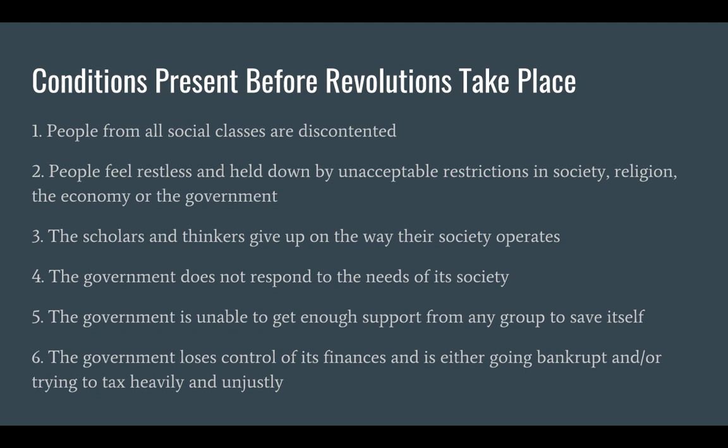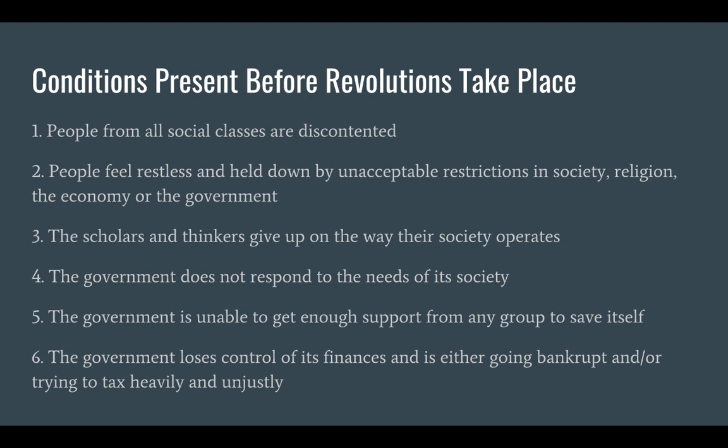If you have a large group of impoverished people, or they're living in poverty, then if the government's not taking care of them, the people are going to be angry that their needs aren't being taken care of. Remember, government systems are established to take care of the people that they govern, that they rule. Number five, the government is also unable to get enough support from any group to save itself. If you have a majority of people who are against the government, it can't survive.